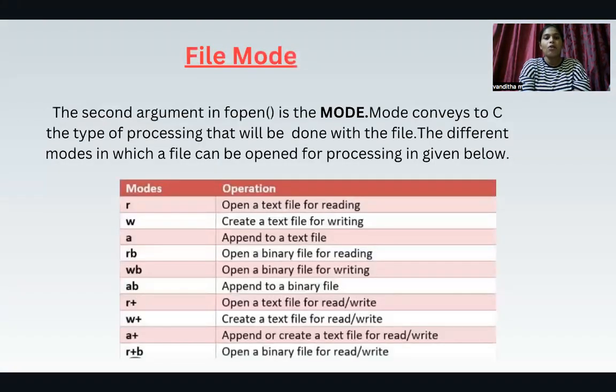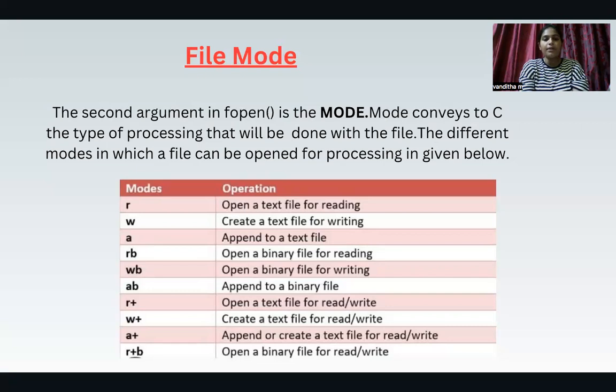Now let's discuss what is a file mode. The second argument in fopen is the mode. Mode conveys to C the type of processing that will be done with the file. The different modes in which a file can be opened for processing is given below. r is the mode. Its operation is to open a text file for reading. w creates a text file for writing. a, append to a text file. rb, open a binary file for reading. wb, open a binary file for writing. ab, append to a binary file.